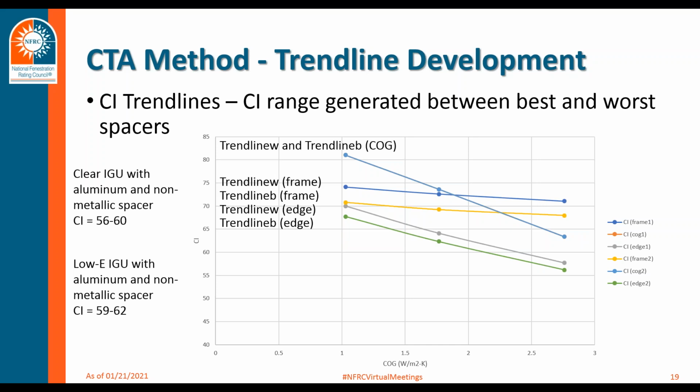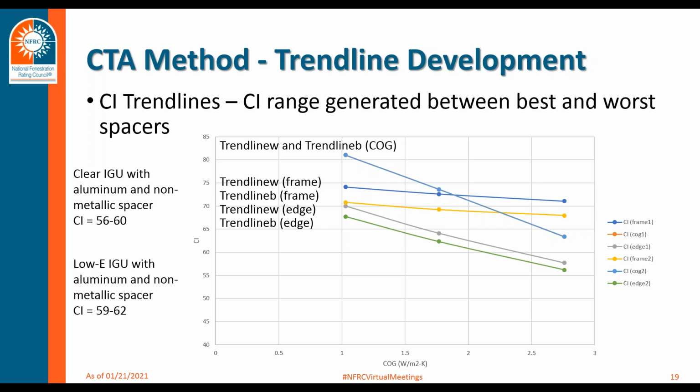And as another example, you could have a glazing option with a center of glass of 2.5 watts per meter Kelvin. Again, that could be equivalent to a low E type IGU. Could have a range 59 to 62 for all spacers in that product line for that particular glazing option.